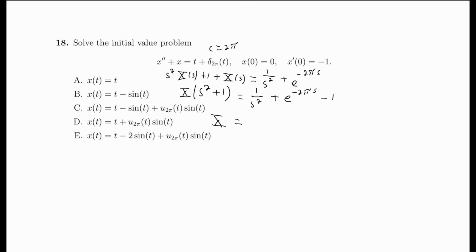Big X is equal to 1 over s squared times s squared plus 1 plus e to the negative 2 pi s over s squared plus 1 minus 1 over s squared plus 1. So these two forms are looking pretty familiar now. Those we would know how to take the inverse transforms of. This term is our problem here.